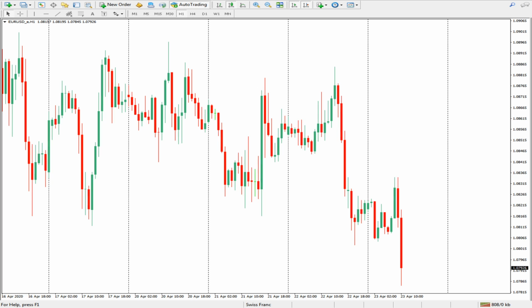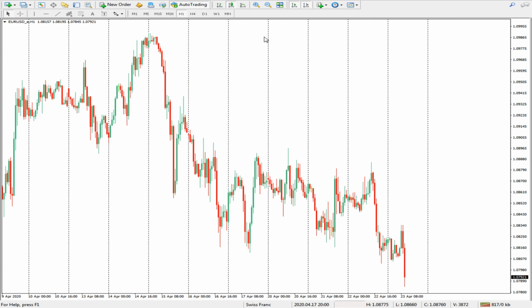So we'll start off by first looking at the chart on our screen. We look at Euro USD, where we can see that we do have a sell.